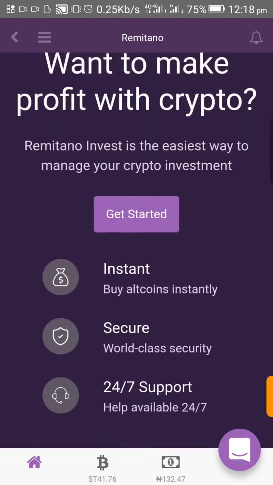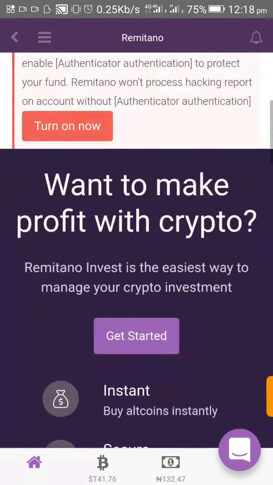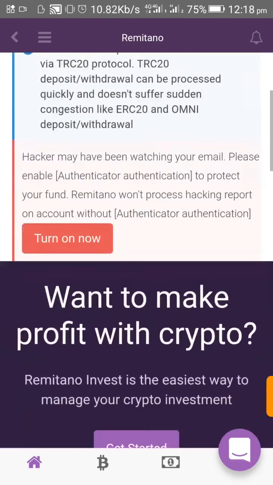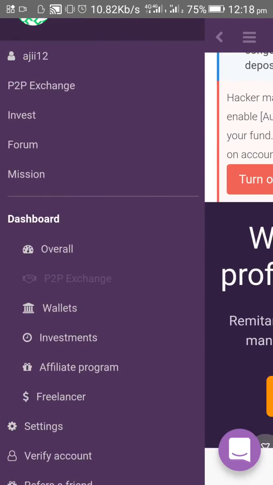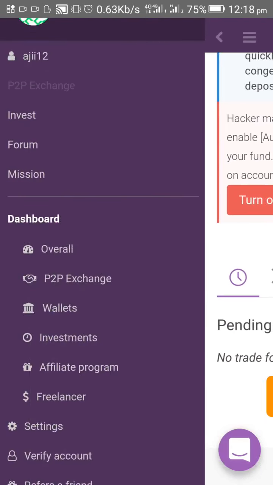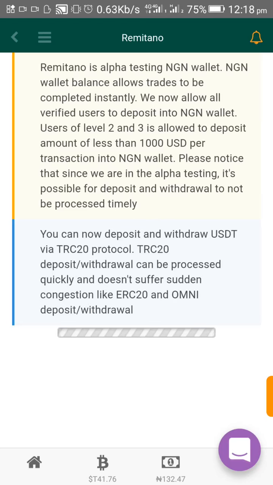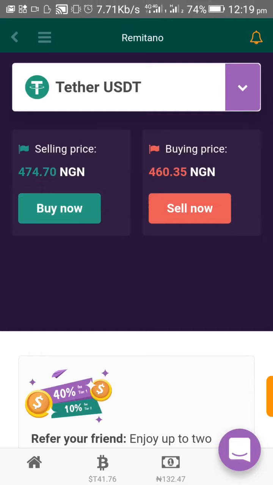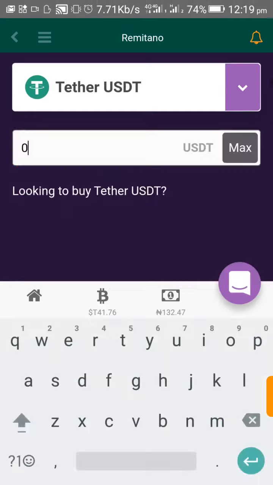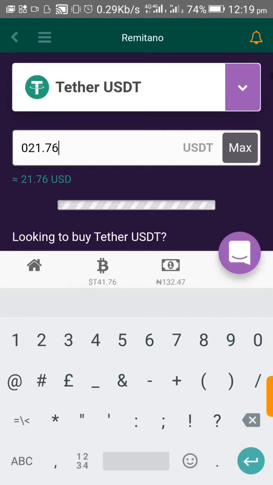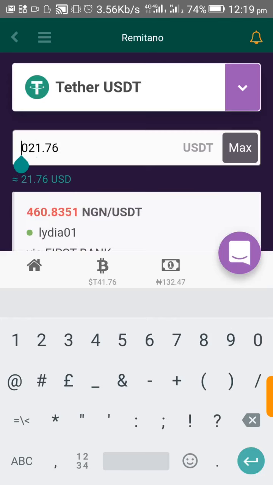So from the home page, you just go to peer-to-peer exchange. Now, in this case, what I want to sell is Theta. I want to sell about 21.76 worth of Theta.